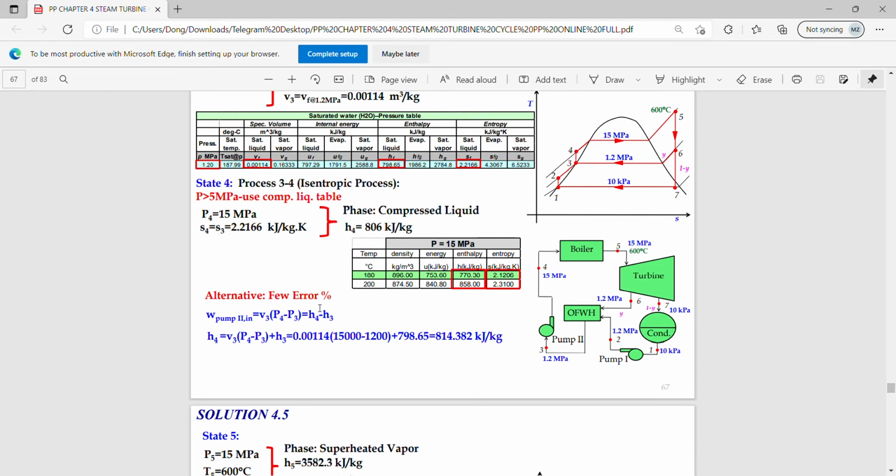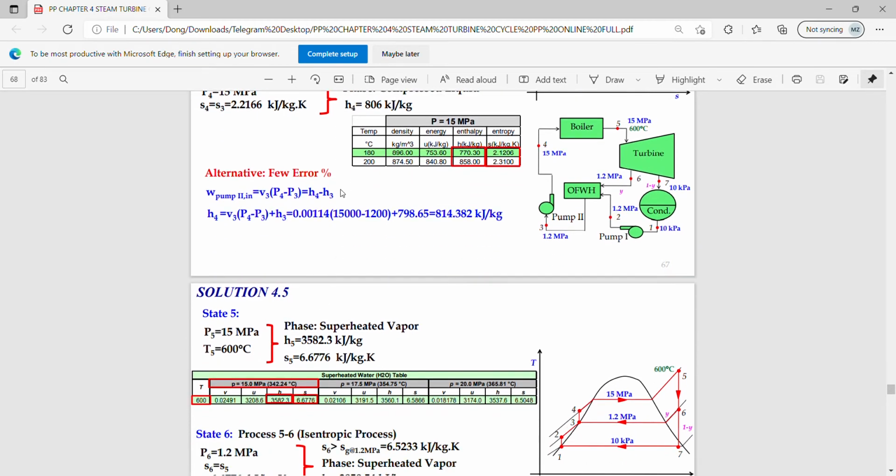As an alternative, to get a smaller error percentage, we can use this formula. W pump 2 in equal to V3 times (P4 minus P3) equal to H4 minus H3. So we get 814.382 kilojoule per kilogram.